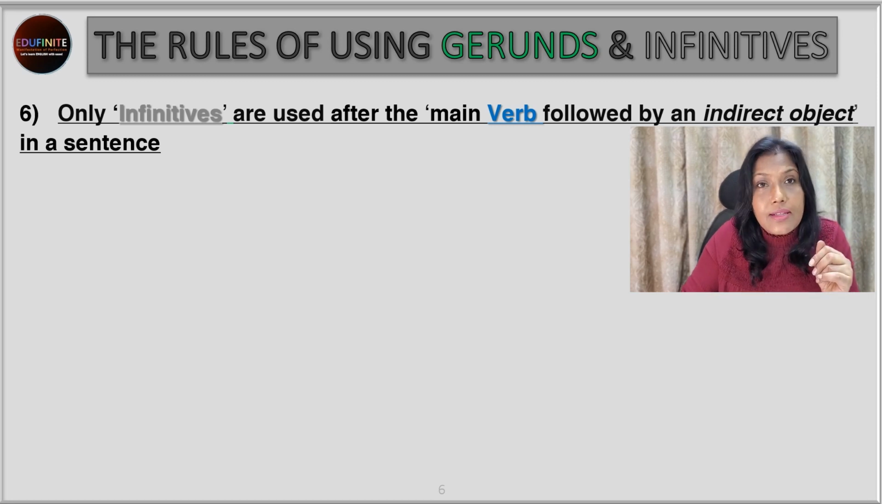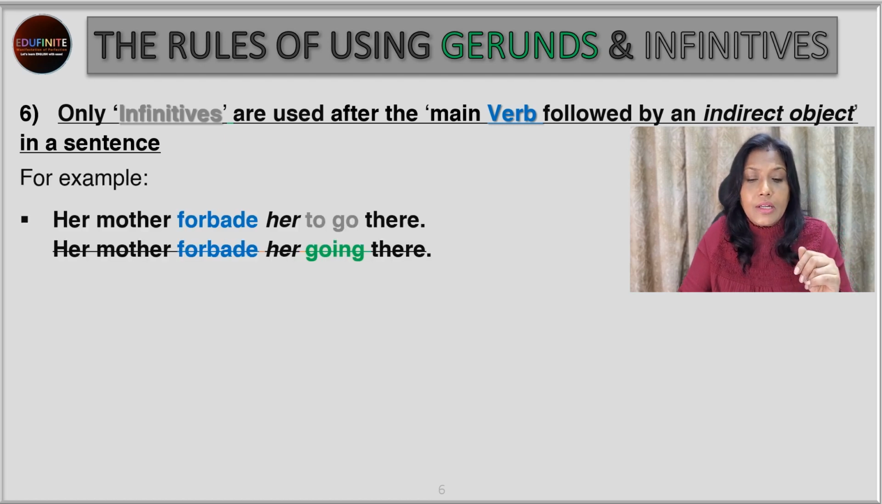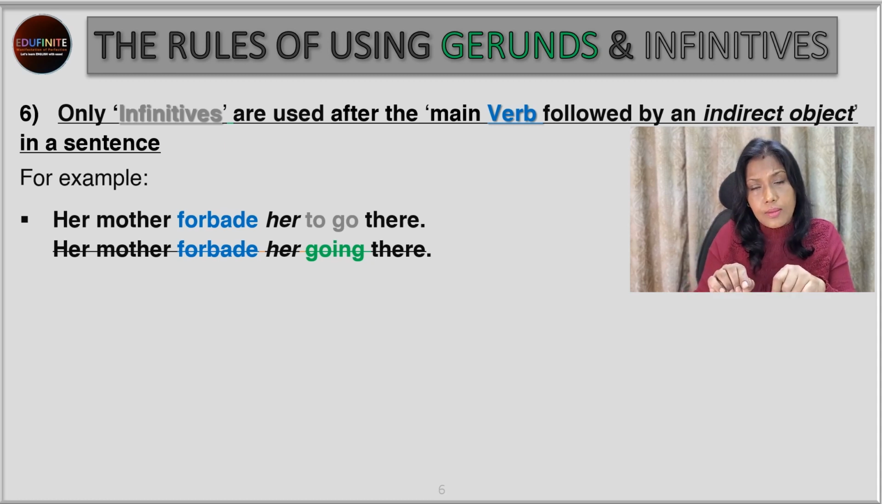So let's look into some of the examples to understand it. Her mother forbade her to go there. So we see her mother, after that forbade is the main verb. Then we have the indirect object. What is that? Her. Pronoun her. So that's the indirect object. Whenever we have an indirect object of this sort, that is a pronoun, in that case, we always have to use the infinitive form of the verbal. So we cannot say her mother forbade her going there. That's wrong.